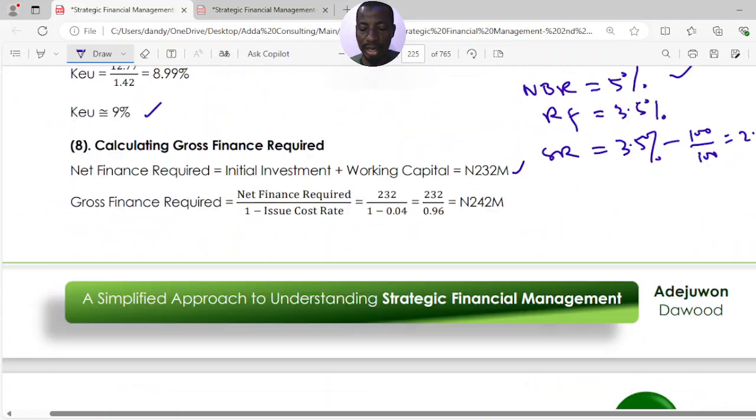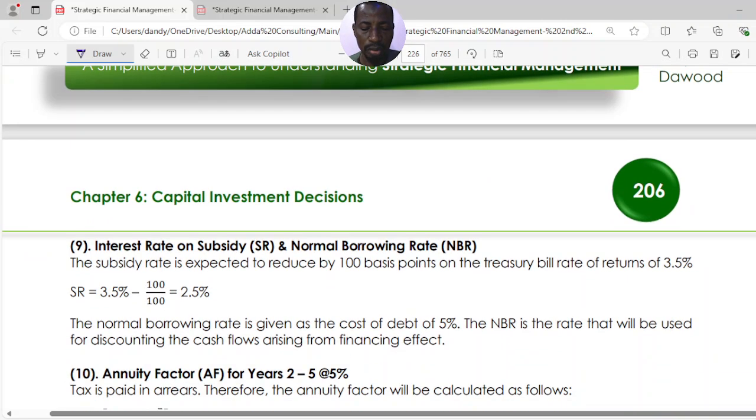Okay, that's the net finance required. Now that you have the net finance required, we need to calculate the gross finance required. So 232, the issue cost rate is 4%. Therefore, 1 minus 4% will give us 232 divided by 0.96. That's 242 million. So the gross finance required is 242 million.